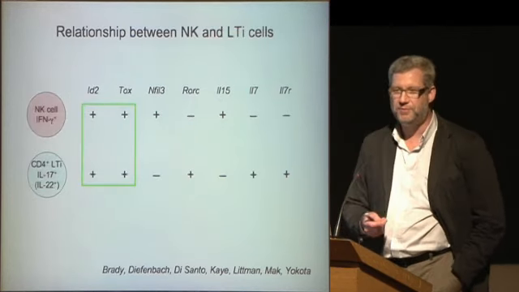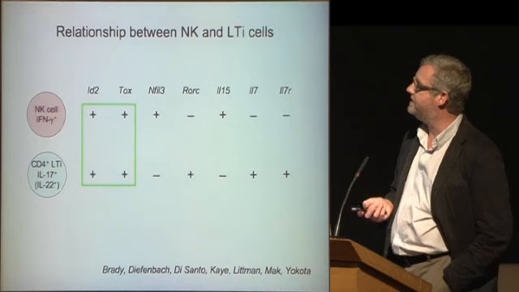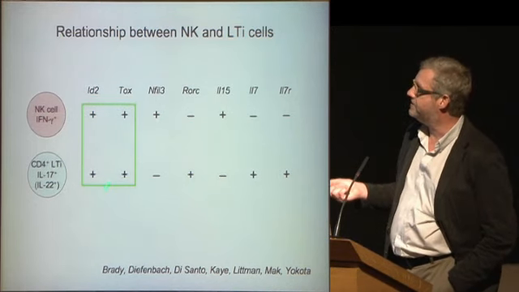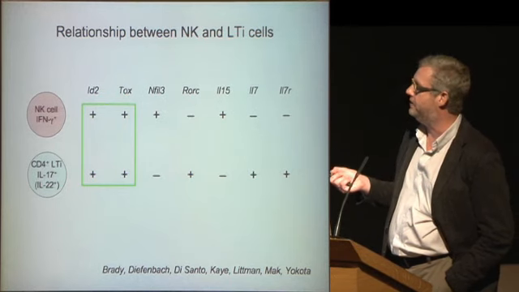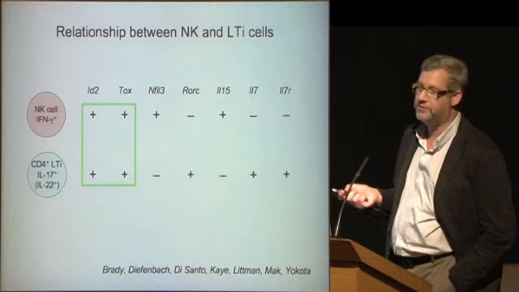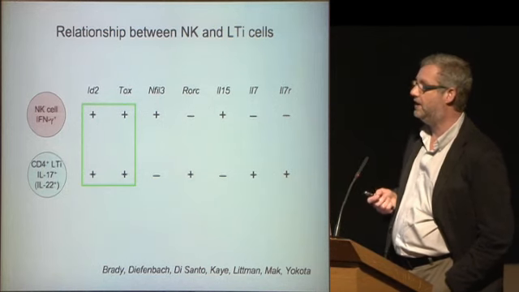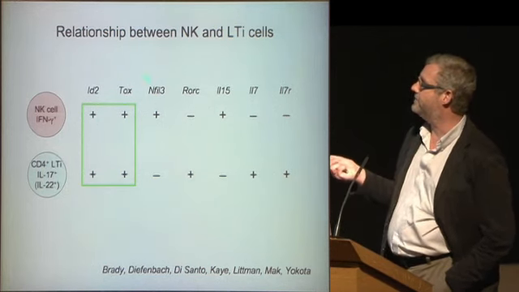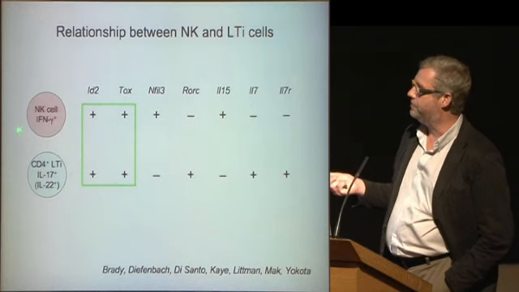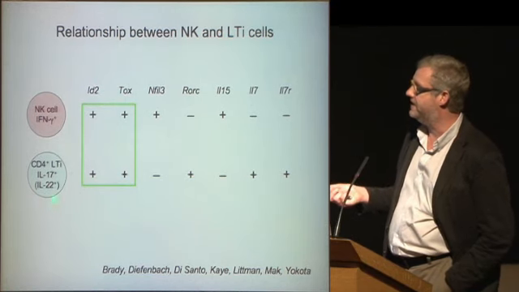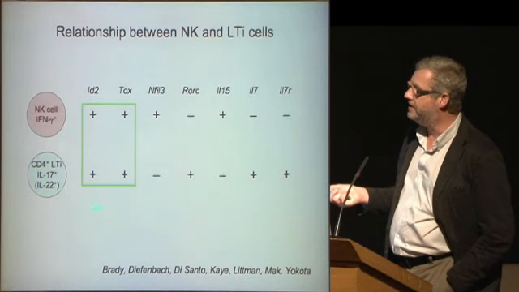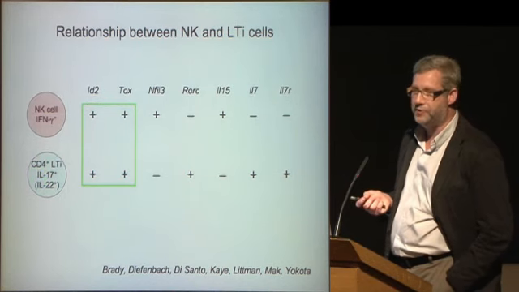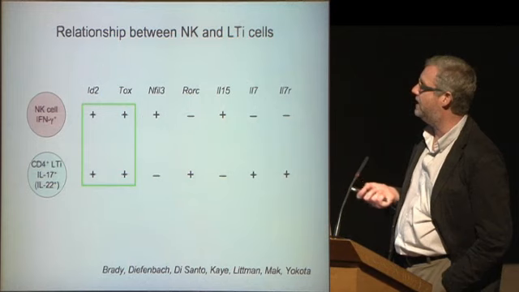So the relationship between LTIs and NK cells is, of course, suggested because of the importance of ID2 in the development of both of these innate lymphoid lineages. Furthermore, Kay's group has shown that a transcriptional activator that was normally identified in thymocyte development, called TOX, is also critical for both the development of NK cells and LTI cells. So there's a clear link between these two innate lymphoid cells in terms of transcriptional profiles.